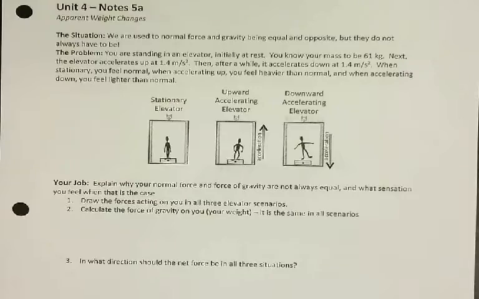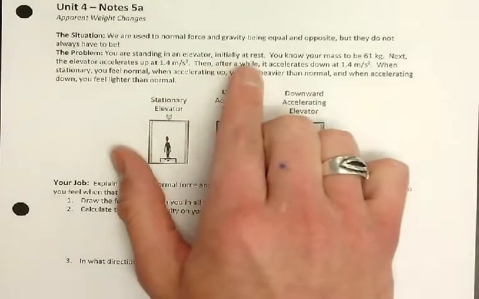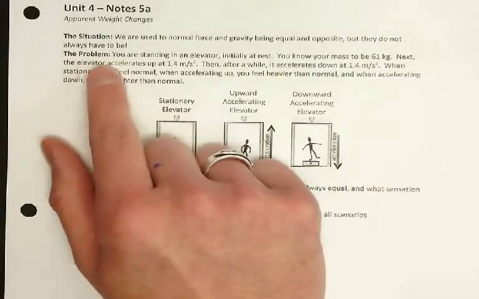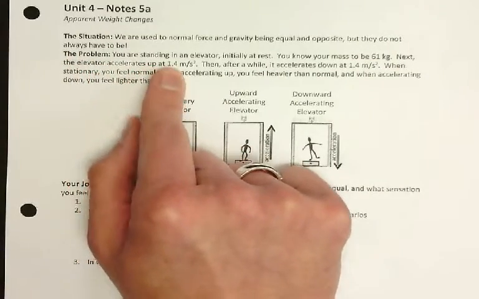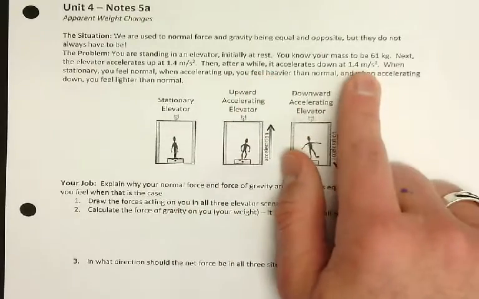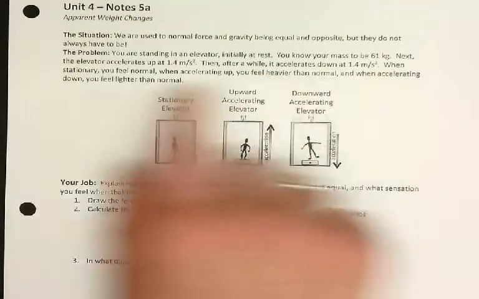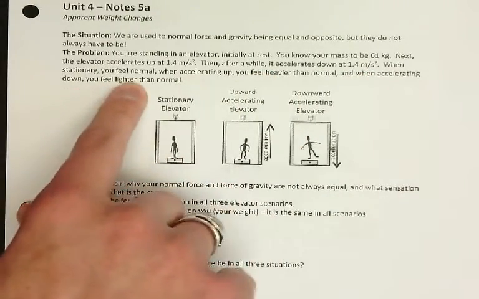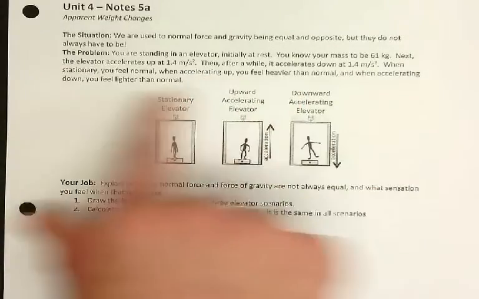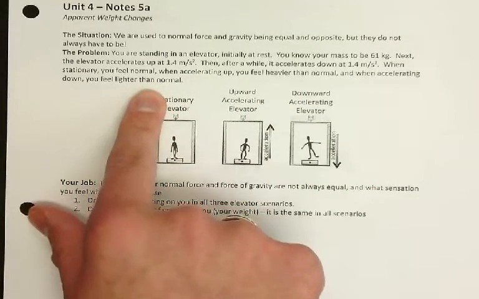So here's the problem. You're standing in an elevator, it's initially at rest. You know your mass is 61 kilograms. Next, the elevator accelerates up at 1.4 meters per second squared. Then, after a while, it accelerates down at 1.4 meters per second squared. When stationary, you feel normal. When accelerating up, you feel heavier than normal. And when accelerating down, you feel lighter than normal.